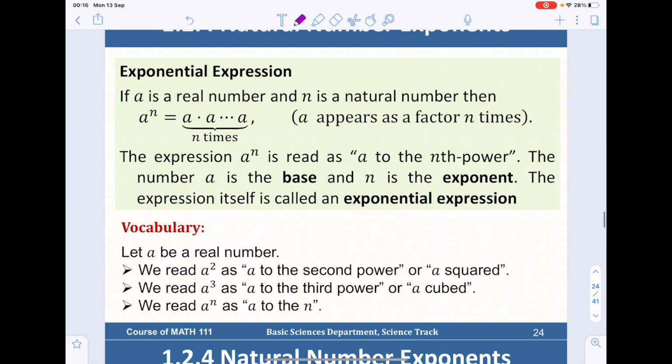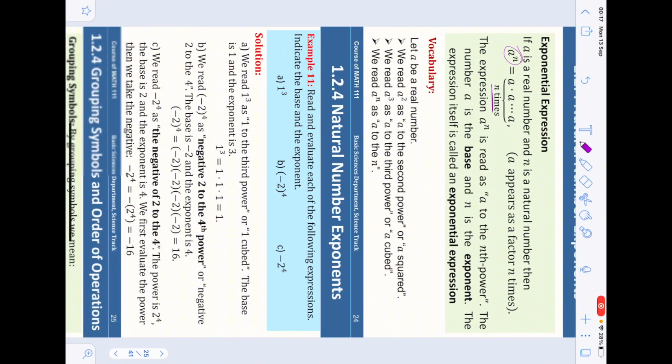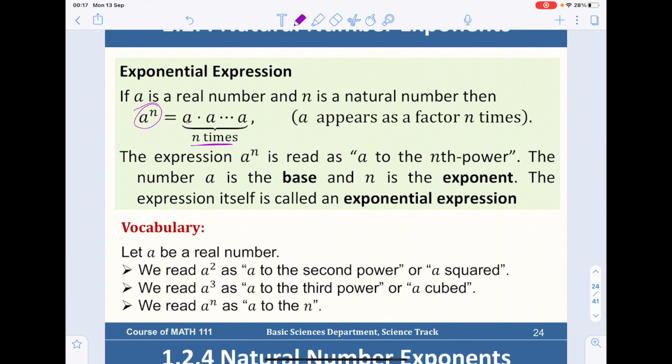Okay, the exponential expression. If I have a to the power n, this means a times itself n times. So I'm going to keep going, timesing a with itself, n times. And I call a the base and n is the power or the exponent. And this expression is an exponential expression.